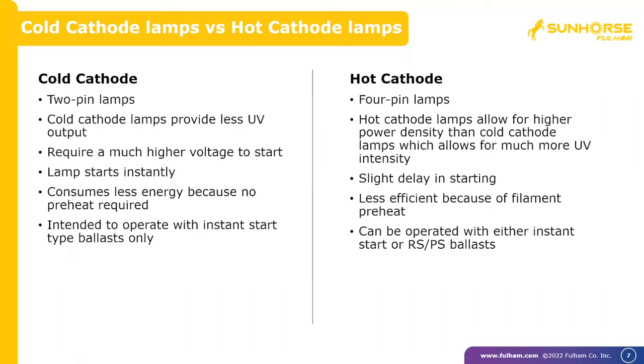The hot cathode lamp, which will be a 4-pin lamp compared to the 2-pin cold cathode, allows for higher power densities, which will result in higher UV intensity. Although there is a slight delay in starting the lamp due to the preheating, which will happen either during ignition or before ignition, they tend to be the best overall use case. They can also be used with either instant start or preheat start ballasts, although, as I mentioned, the best performance you're going to get will be with a preheat type ballast.